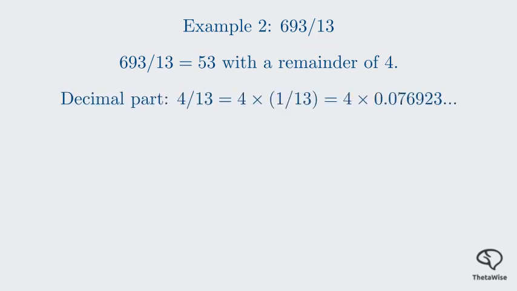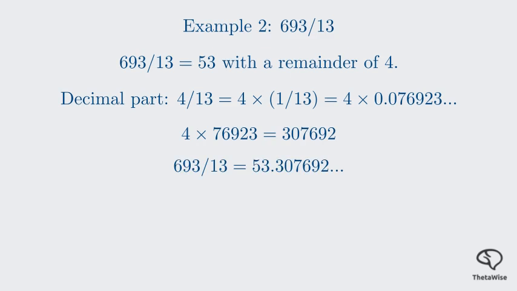We'll multiply 4 by our repeating block, 0.076923. Multiplying 4 by 76,923 gives us 307,692. So 4 divided by 13 is 0.307692, repeating. Combining the whole number and the decimal, we get 53.307692, repeating. Let's do one more, a larger number.